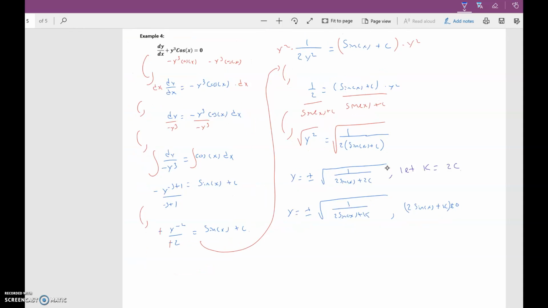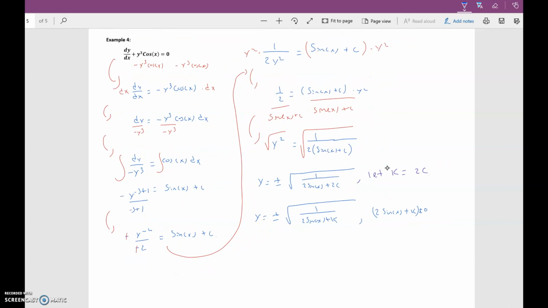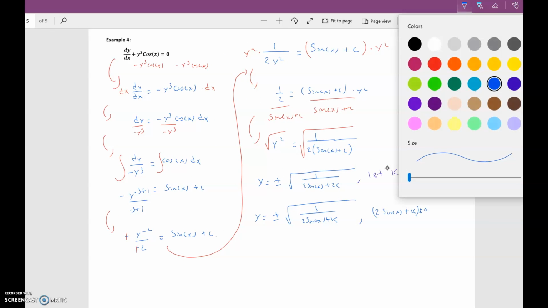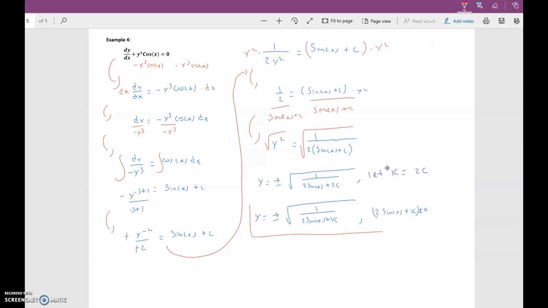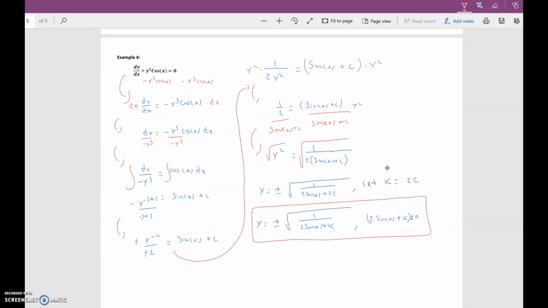So once again, we end up with a kind of a mess in the denominator. So your denominators cannot be equal to 0. If we had initial conditions, maybe we could eliminate one of those two. At the moment, we can leave it like that.